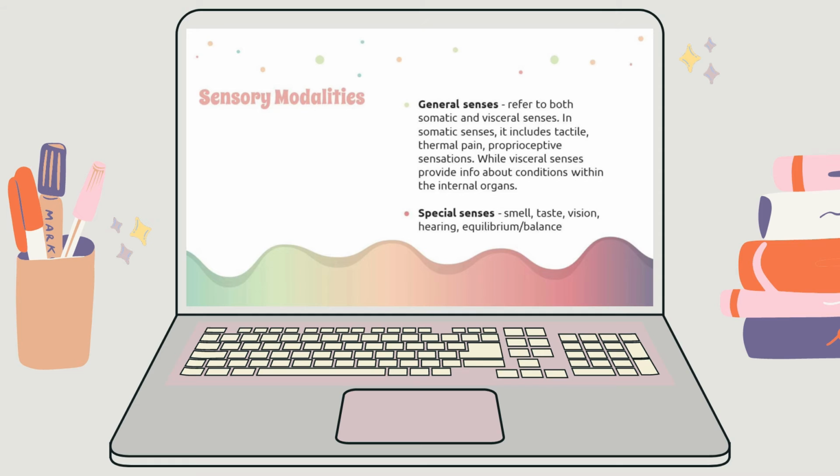Sensory modalities integrate the functions of these sensory receptors. It is broken down into two types: general senses and special senses. General senses refer to both somatic and visceral senses. Somatic senses include tactile, thermal, pain, and proprioceptive sensations, while visceral senses provide info about conditions within the internal organs. Special senses refer to smell, taste, vision, hearing, and equilibrium or balance.